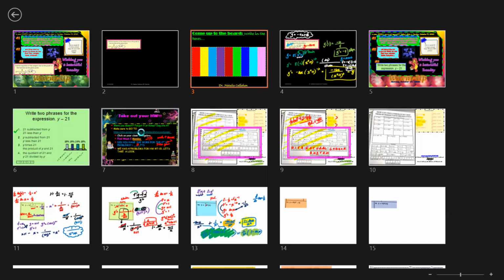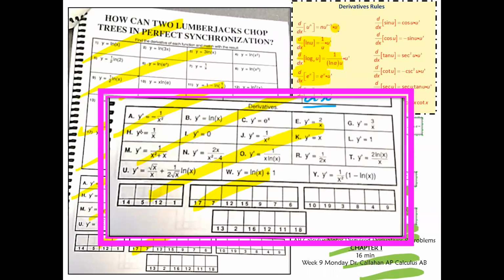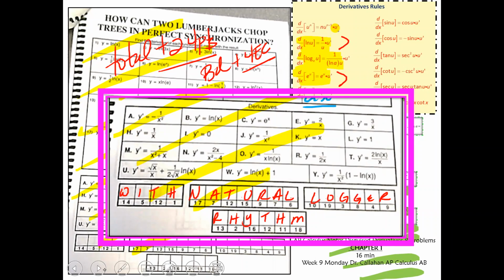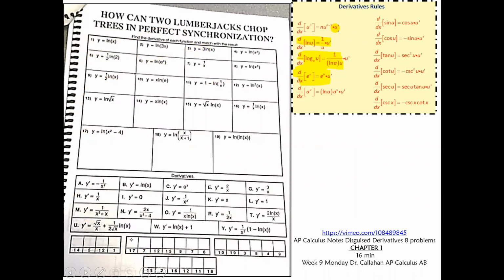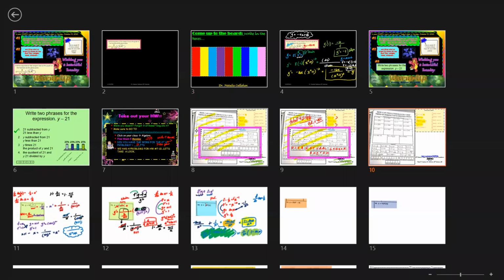All right, so yesterday when I saw you guys, we did a calculus puzzle where I introduced you to the derivatives of ln and u. Your answer here should be: how can two lumberjacks chop trees in perfect synchronization with natural logarithms? I thought that was pretty cute, pretty nerdy, but pretty clever. In addition to that, we went over several other questions in class involving this.